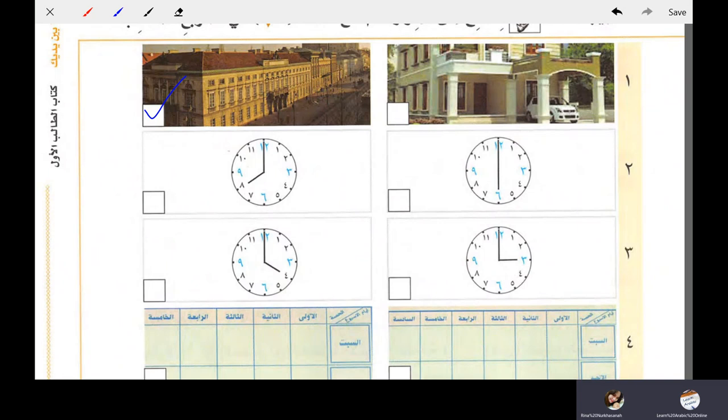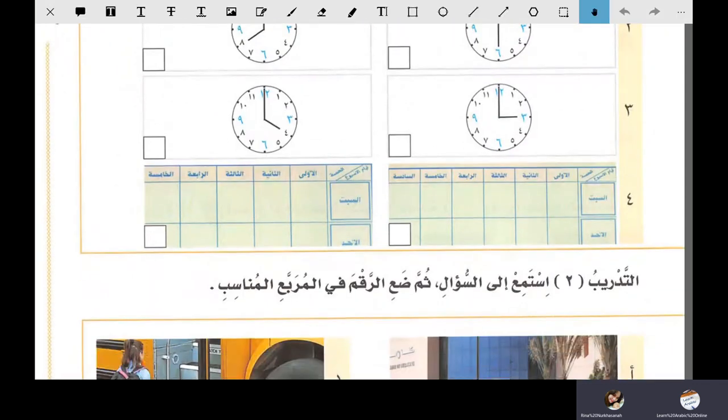Mata yabda'ul yawmud dirasi? Yabda'u saa'atas saminah. As-suratus saniya. Mata yantahil yawmud dirasi? Yantahi fis salisata ashara. As-suratul ula. Next: kam sa'atan tadrusu fil yawmi? Adrusu kam hisasin fil yawmi. As-suratus saniya.